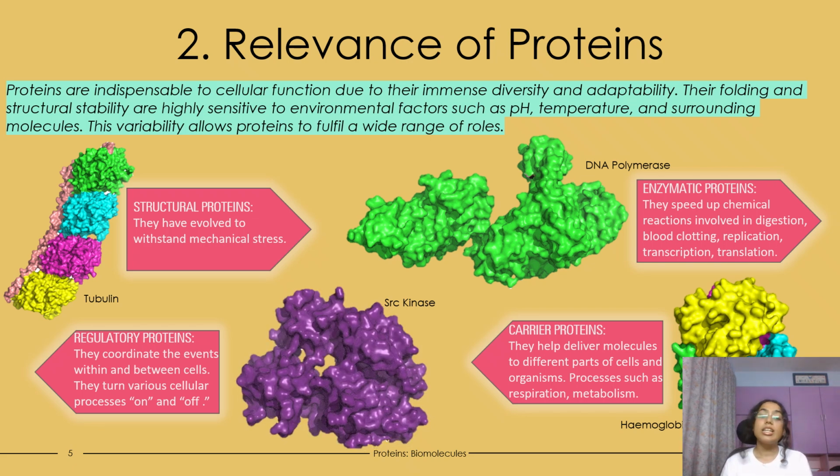Regulatory proteins. They coordinate the events within and between cells. They turn various cellular processes on and off, for example, turning enzymatic activities on and off in response to environmental signals. Carrier proteins. They help deliver molecules to different parts of cells and organisms, in processes such as respiration and metabolism. Carriers transport molecules such as oxygen via hemoglobin and lipids via protein-based lipid carriers throughout the bloodstream.